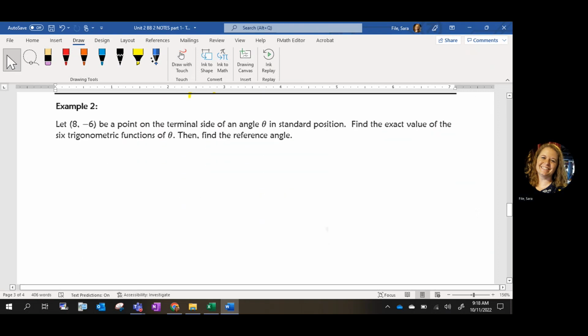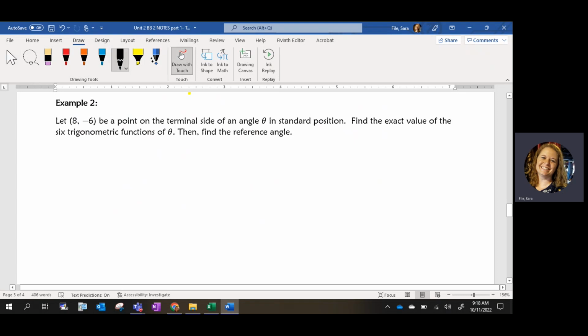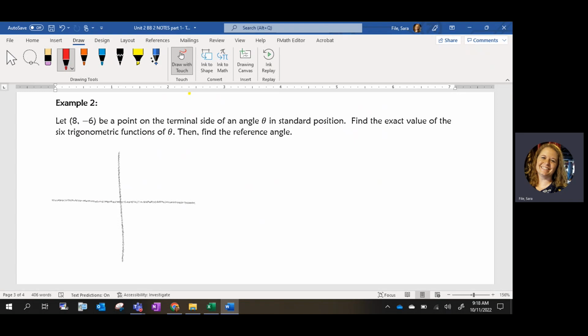So in this example, we want to plot the point. This point is at (8, -6). So that's to the right 8 and down 6. So that's going to be in quadrant 4. I'm going to draw from the origin to there. Okay, so that's what we're going to label R. And then I'm going to create the triangle.